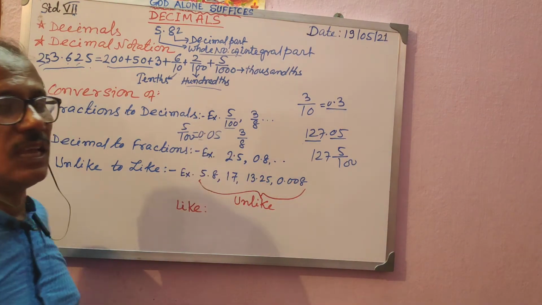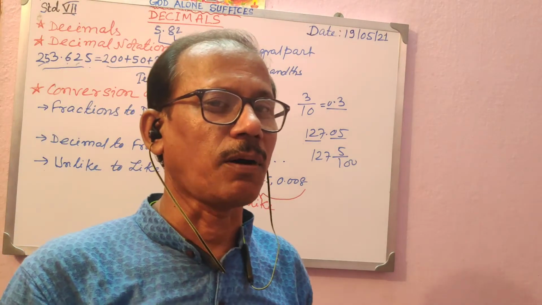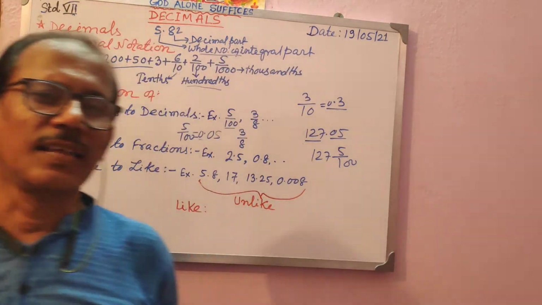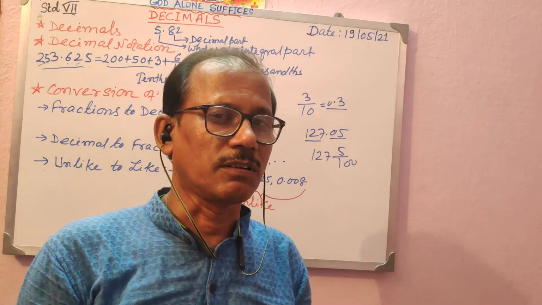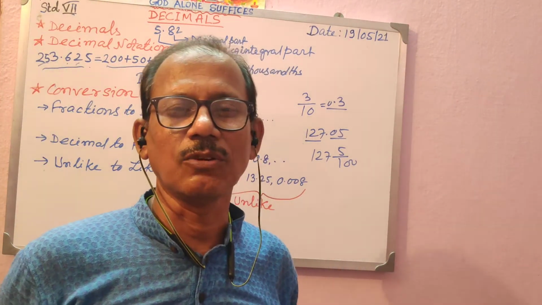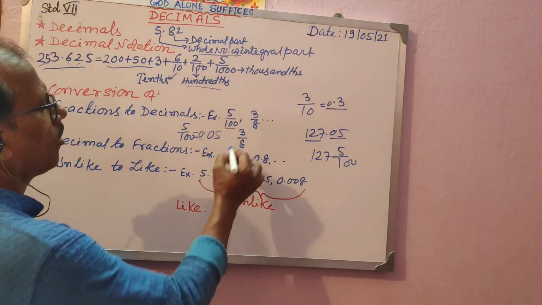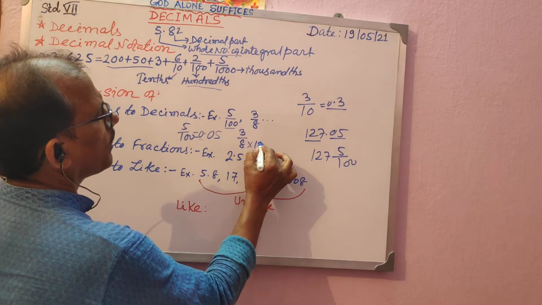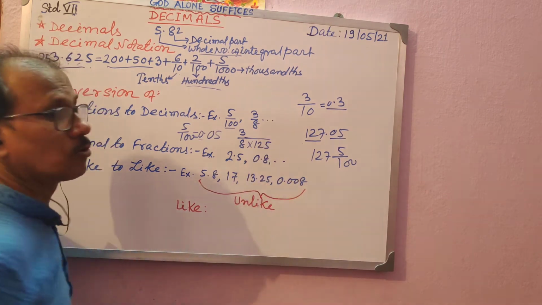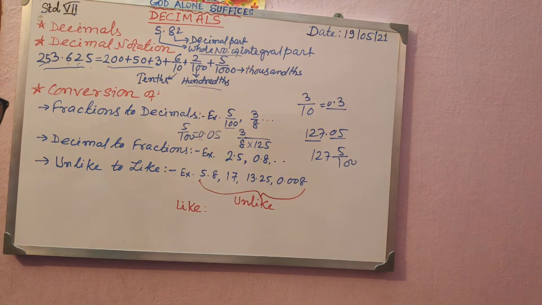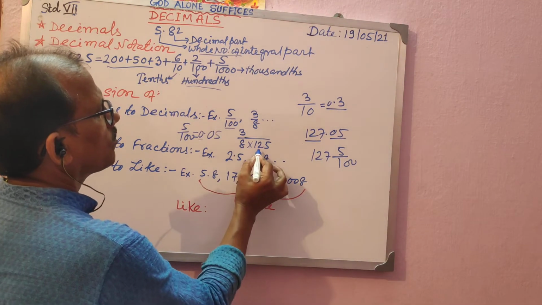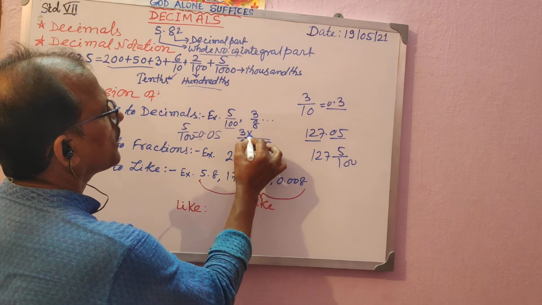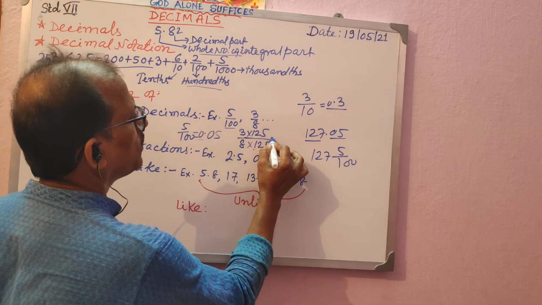Now 3 by 8, how will you convert into decimal? See, this is a fraction. You have to make the denominator a power of 10. If you multiply something with the denominator, and the same with the numerator, then whatever new fraction comes, definitely that will have a power of 10 as denominator. So that can be converted easily. How much can you multiply to this so that it will become 8? If you multiply with 125, you will find 1000, which is a power of 10, isn't it? So 125 you multiplied with the denominator, so you have to multiply 125 with the numerator also.